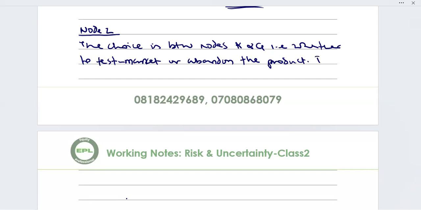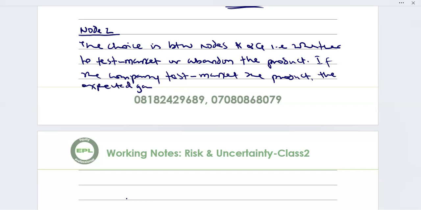Okay. If the company test markets the products, the expected gain will be 136,000 naira. That is 236,000 minus the 100,000 naira cost that will be incurred.